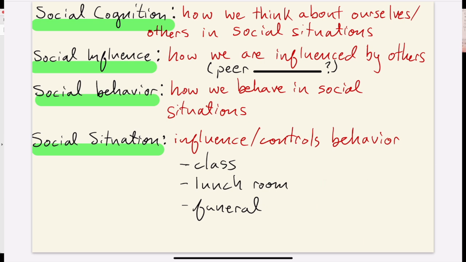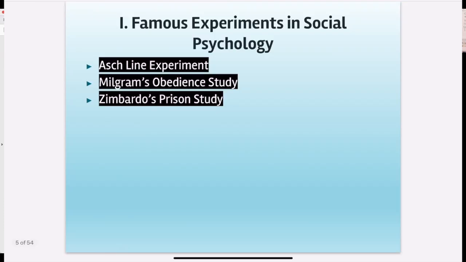All right, so we're going to talk about a number of famous experiments as it relates to the field of social psychology. You're going to need to be familiar with all of these experiments. You have the Asch line experiment. That's very interesting because it shows the influence of group pressure, even if the group isn't trying to exert pressure on another member of the group.